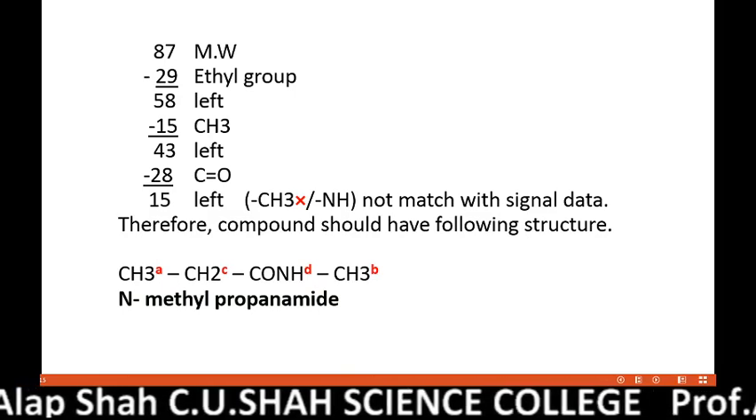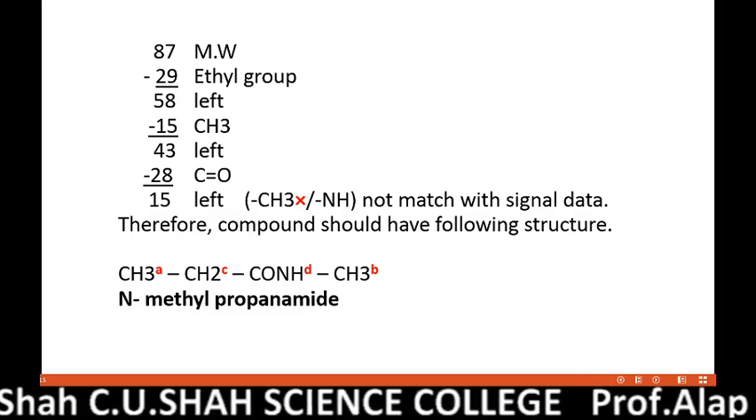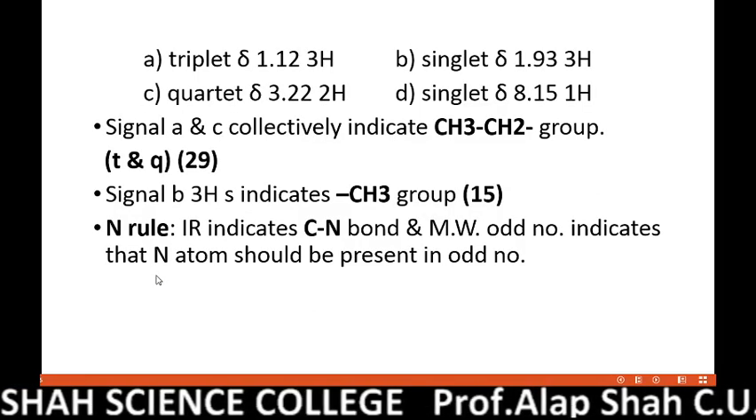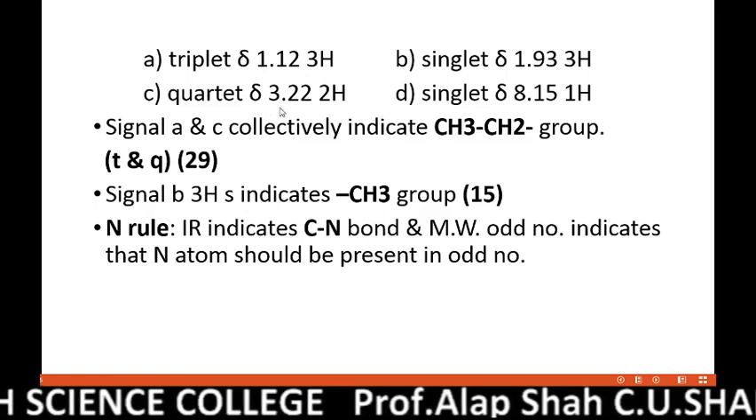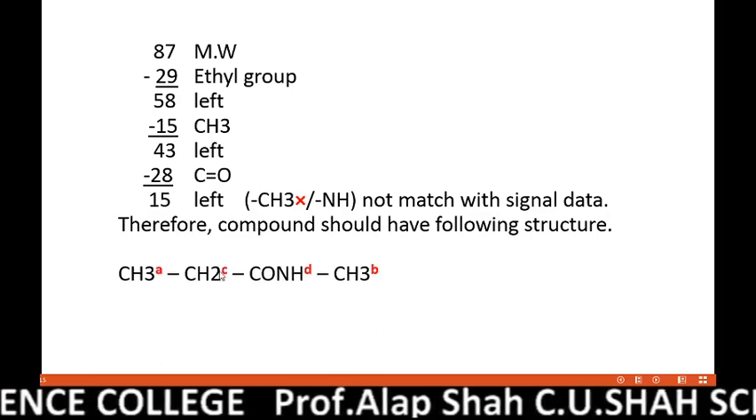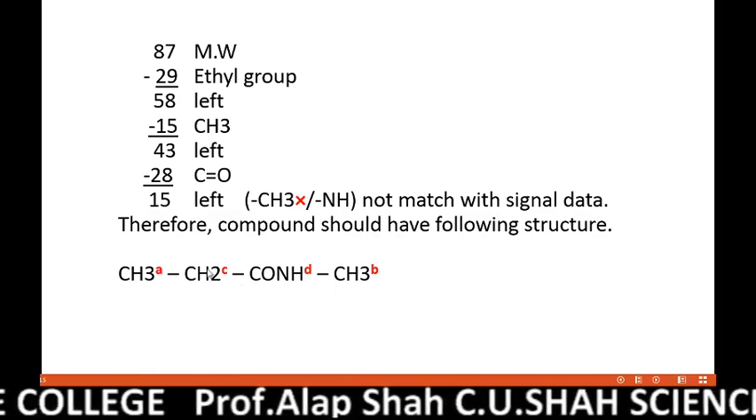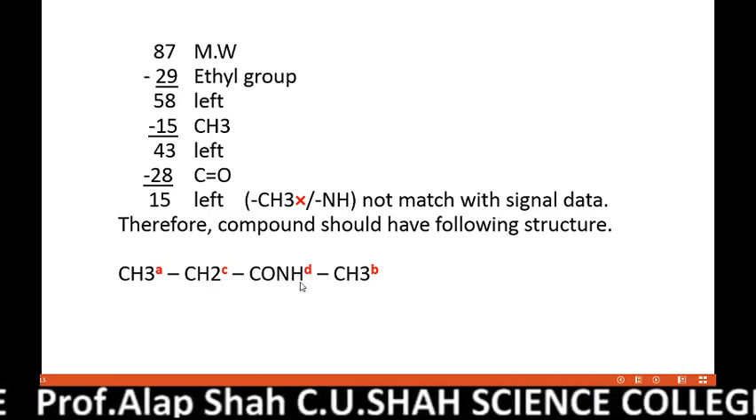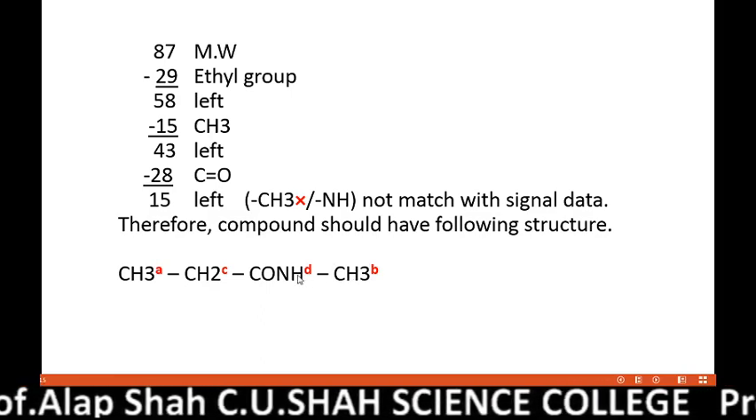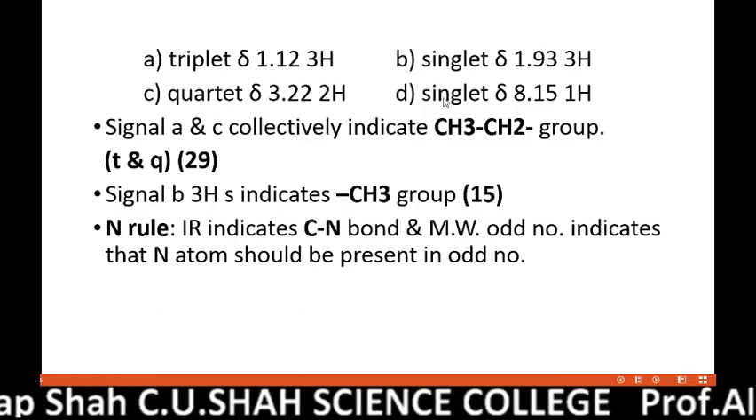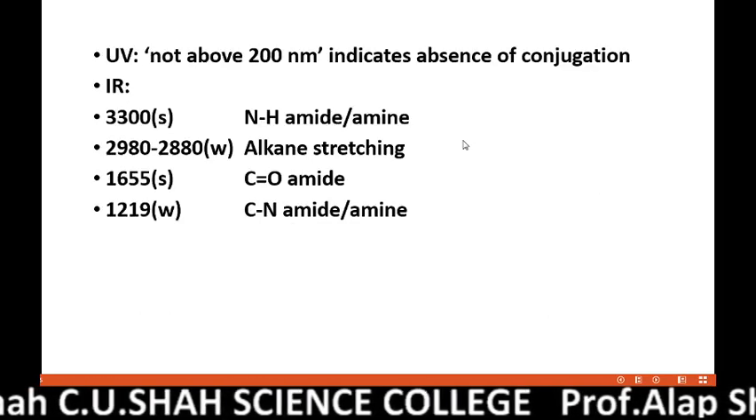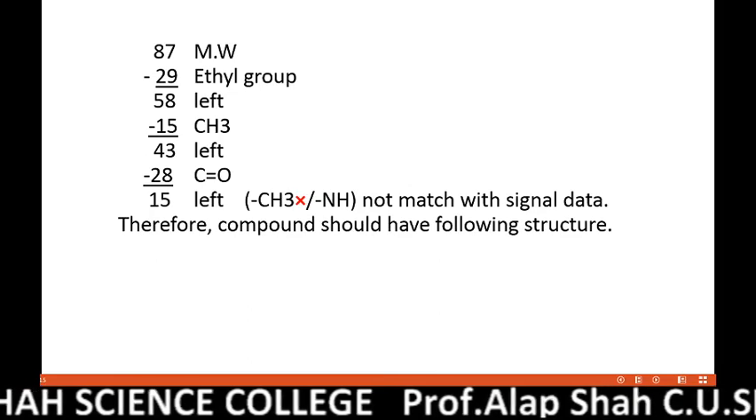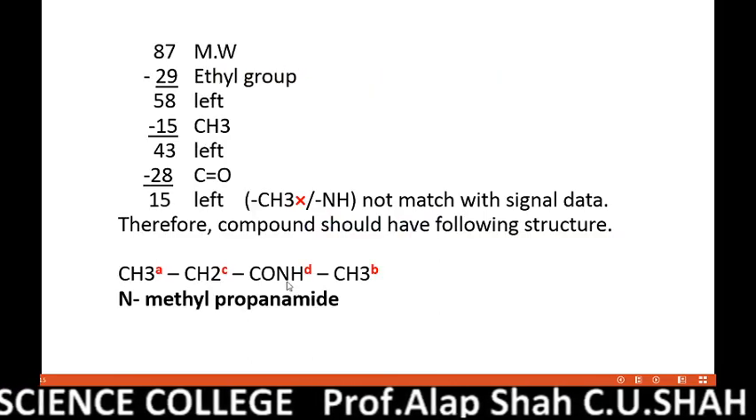Whenever we arrive at the answer, we should check whether it satisfies the data or not. So first let us check. This is the ethyl group: signal A, 3H triplet, and the 2H quartet is our signal C. Then signal B is a 3H singlet. Why is it a singlet? Because in between there are heteroatoms, so coupling is not possible. And the very high delta value is because of this amino proton.